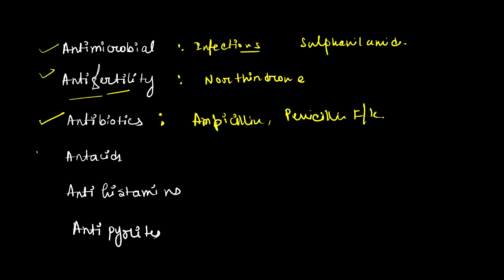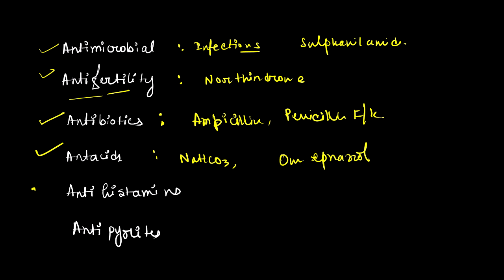Okay, then we have antacids. We are aware of antacids. The term antacid means we use it against acidity in our body, to neutralize the pH, to maintain the pH level, to neutralize the high acidity in our body. Many antacids contain sodium bicarbonate, and may contain aluminium phosphate or magnesium trisilicate. Examples of antacids are omeprazole, lansoprazole, etc.